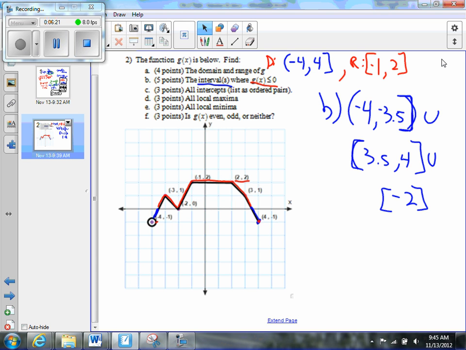Is that okay? Yes. The question is asking me, where is g of x less than or equal to 0? And at negative 2, it's touching the axis right there, so it is equal to 0. So that will be included. Okay?